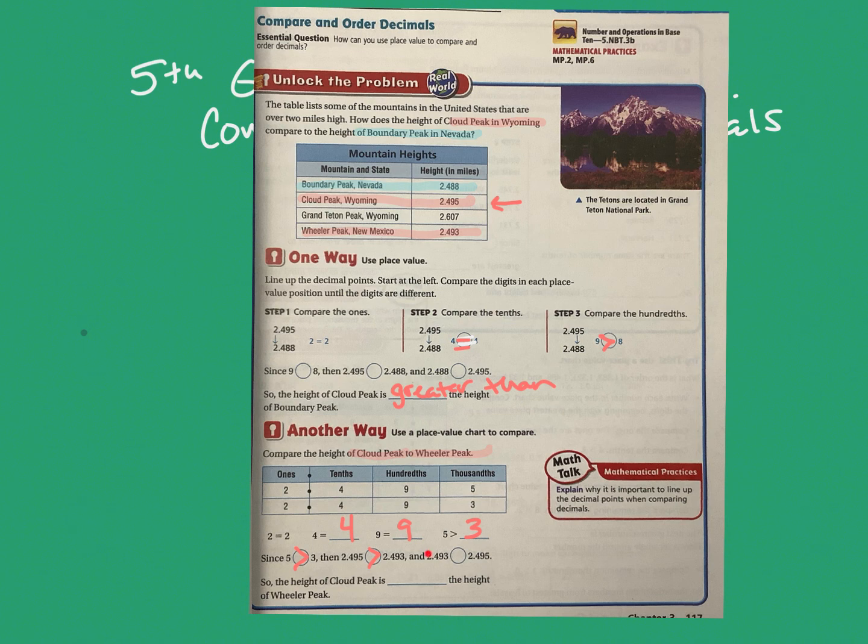And 2 and 493 thousandths is less than, just the reverse, 2 and 495 thousandths. So which is the bigger amount? Cloud Peak is a little bit larger or higher, greater than, I don't know what word they want there, higher than the height of Wheeler Park. So start at one side, start at the greater value side, and if they're equal, keep moving on down the line until you find some that aren't.